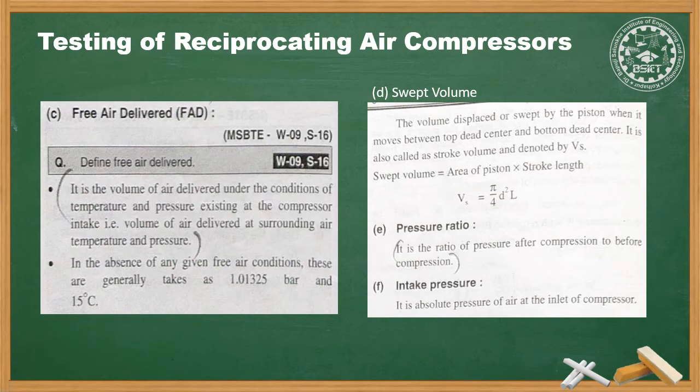Next is pressure ratio. Pressure ratio is nothing but the ratio of pressure after compression to before compression. The ratio of pressure after compression to before compression is called pressure ratio. F is intake pressure. Intake pressure is nothing but the absolute pressure of air at the inlet of compressor. The air pressure at the inlet of compressor is called intake pressure. It is nothing but the absolute pressure of air.